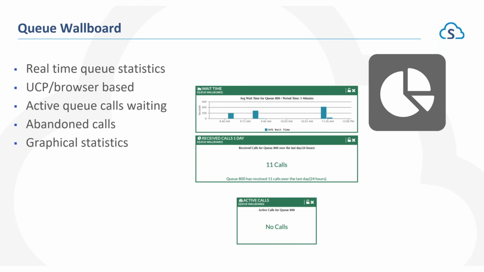But yeah, on your user control panel, so on the browser, you have a plethora of little widgets where you can see what the wait time is, how many calls have been done, those kinds of things. So yeah, if you're interested in that, and you want to have visibility in those numbers, or you want to give your agents visibility in that, the queue wallboard is the module to have.